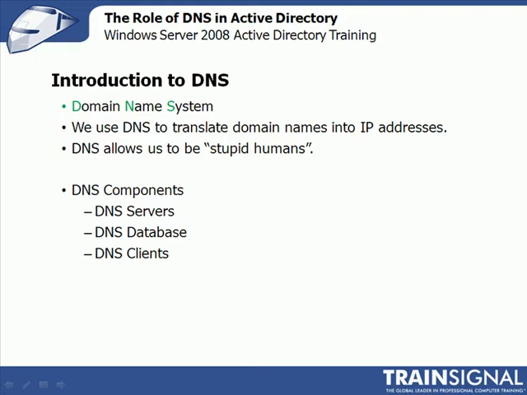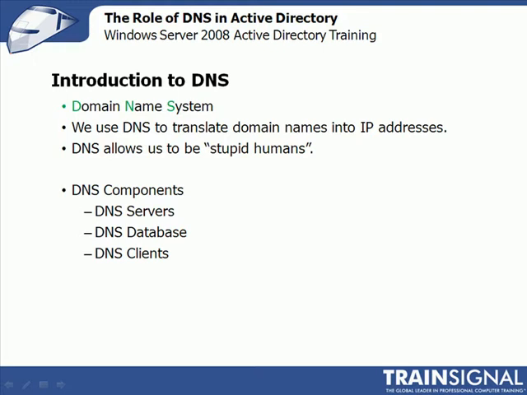So for instance, when you go out and visit your favorite website, we'll say www.trainsignal.com, well, that's a domain name, but the way your computer actually pulls up Trainsignal's web page, the way it communicates with the web server here at Trainsignal, is via IP address.